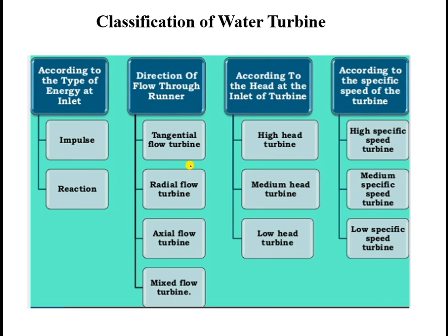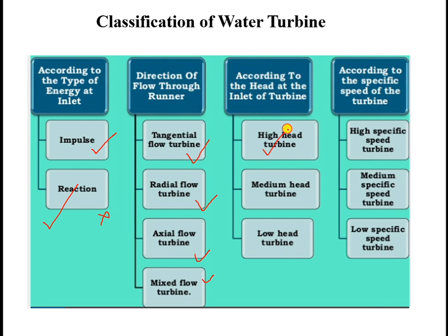We are not going into the details of this one. Try to remember the type of energy at the inlet. It is impulse as well as reaction turbine. As per your syllabus, we will restrict our discussion to the impulse only and not the reaction. Depending upon how the water flows through the runner, it may be a tangential flow, radial flow, axial flow or mixed flow turbine, and you can have the impulse turbine in such combinations.